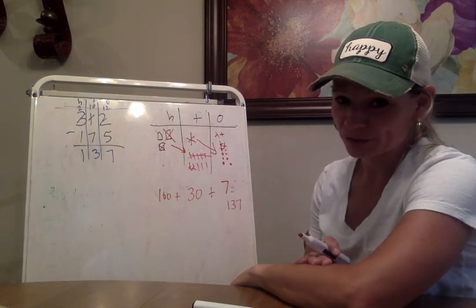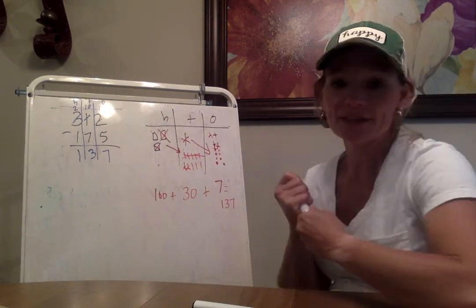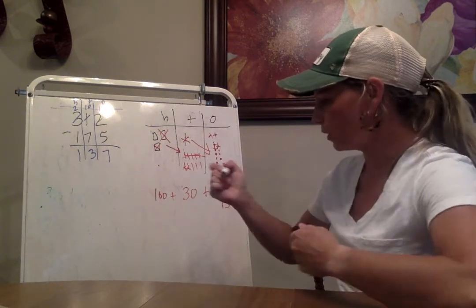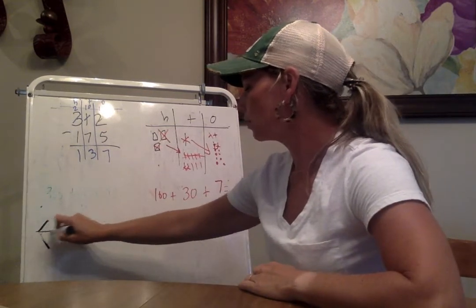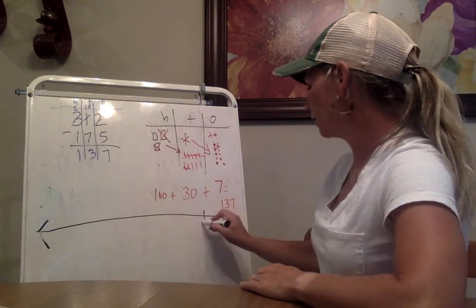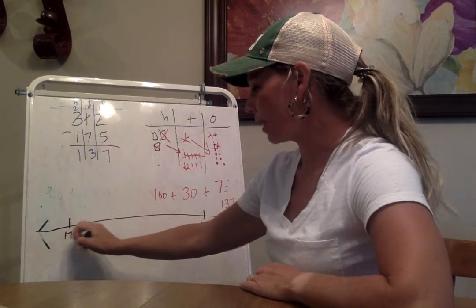Another good strategy for subtraction is a number line, right? A number line is helpful for finding the difference between 2 numbers, and that's what subtraction is. It's finding the difference between 2 numbers. So on my number line, right, I'm going to put my bigger number over here, and I'm going to put my smaller number here, and I'm going to find the difference.